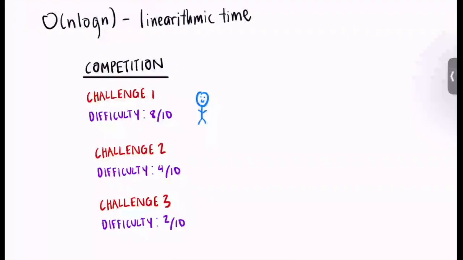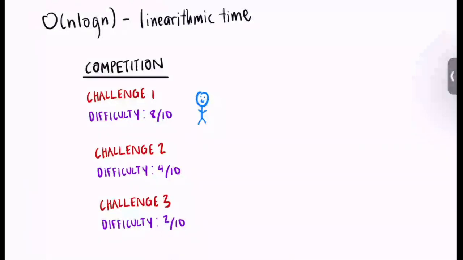The next time complexity that we will be looking over is O(n log n), or linearithmic time. And an analogous example that I would like to provide is that imagine that you are a contestant for a competition who has to compete in a number of challenges that have to be completed under a certain time constraint. For each challenge that you progress through, the difficulty becomes half as hard as the previous one, meaning that the competition becomes easier as you progress.